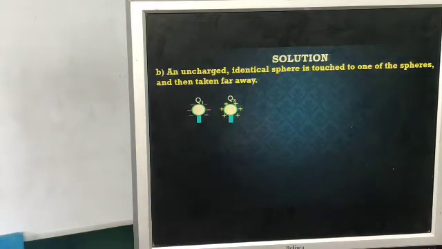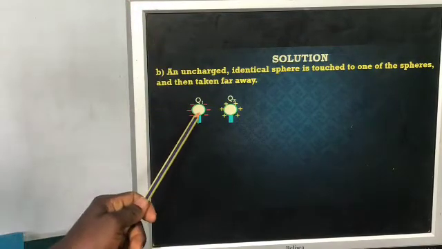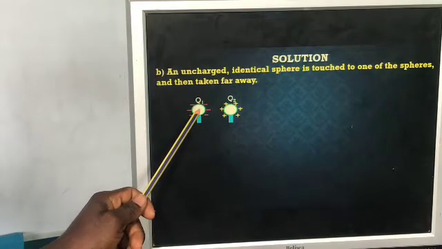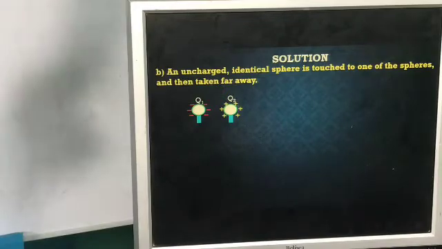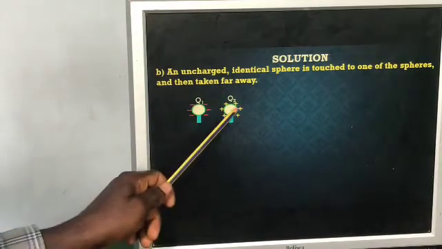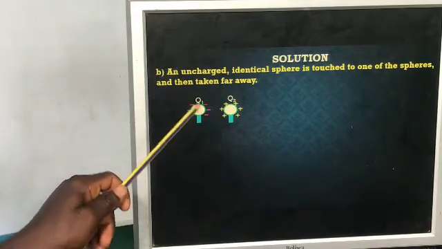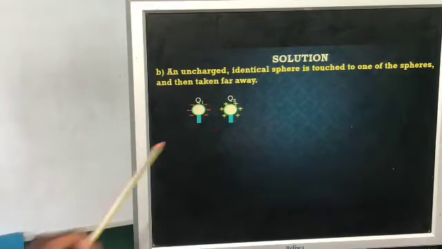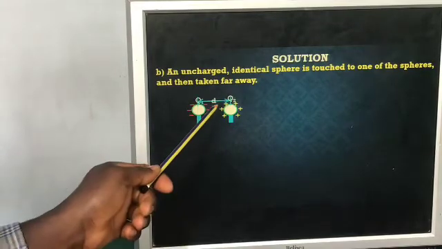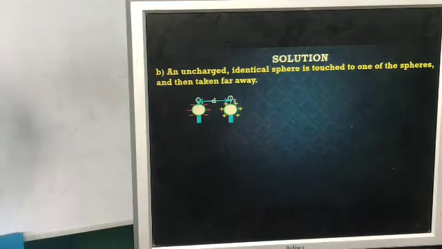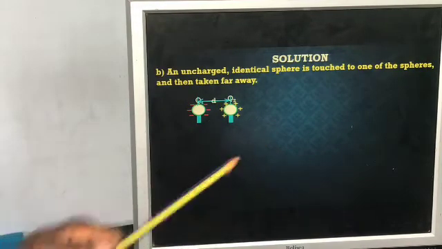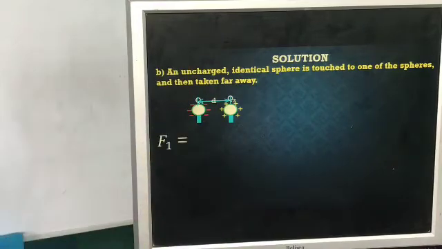So let Q1 be negatively charged and Q2 be positively charged. Why? Because we are told from the question that the two charges attract each other. If they attract each other, it means that they have opposite charges. Good. So let the distance between the two of them be d. We are told the distance is 10 centimeters, but I'm not going to use the figure 10 centimeters to solve this question, so I don't need it. Let me still maintain the d.